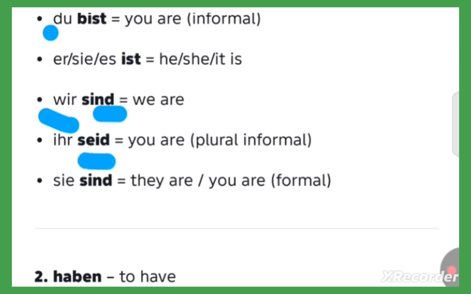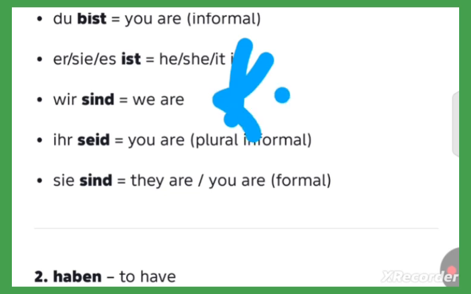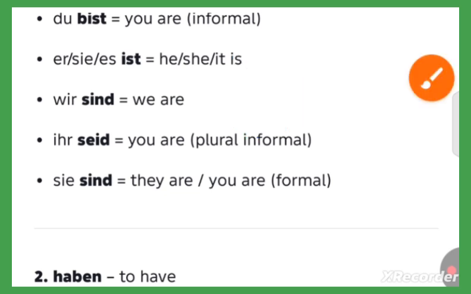So to say we are, never say wir bist. It is only wir sind. So we say wir sind, we are. For example, we are Mary and Peter. Wir sind Mary und Peter. We are Mary and Peter. We are sick. Wir sind krank. So wir sind, like that.